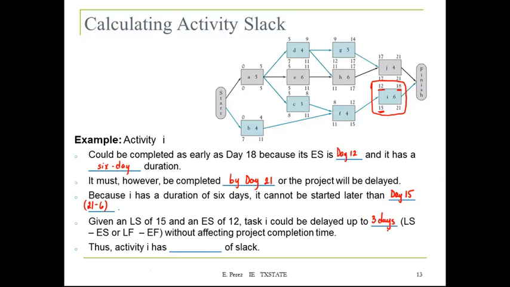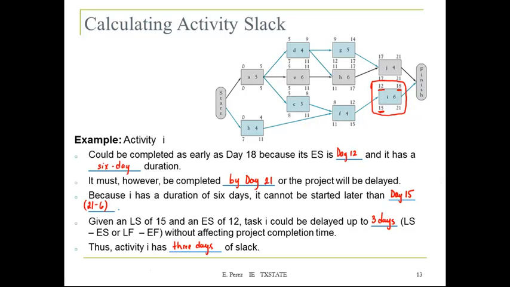So if you look again here, you have the earliest start time. This is the earliest that you can start the task, and this is the latest that you can start the task to get the total duration of the project. So the difference of these two will give you the slack. So activity I has 3 days of slack. Any questions?